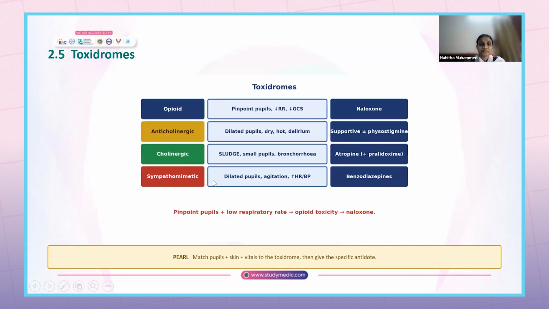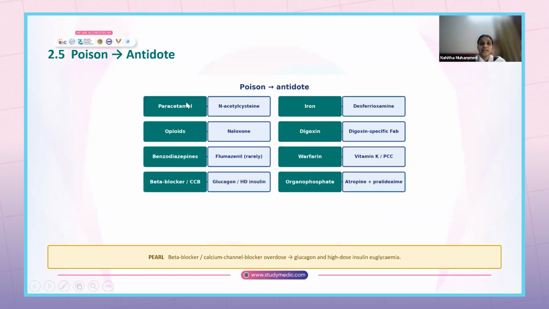This is a summary. Opioid poisoning, pinpoint pupil; anticholinergic, dilated, hot, dry; cholinergic, small pupil, bronchorrhea, that is wet; sympathomimetic, dilated pupil, heart rate and BP high. Paracetamol, antidote is NAC; opioid, naloxone; benzodiazepine, flumazenil; beta blockers, glucagon, insulin; iron, desferrioxamine; digoxin, digoxin-specific fragments; warfarin, vitamin K; organophosphate, atropine plus pralidoxime.